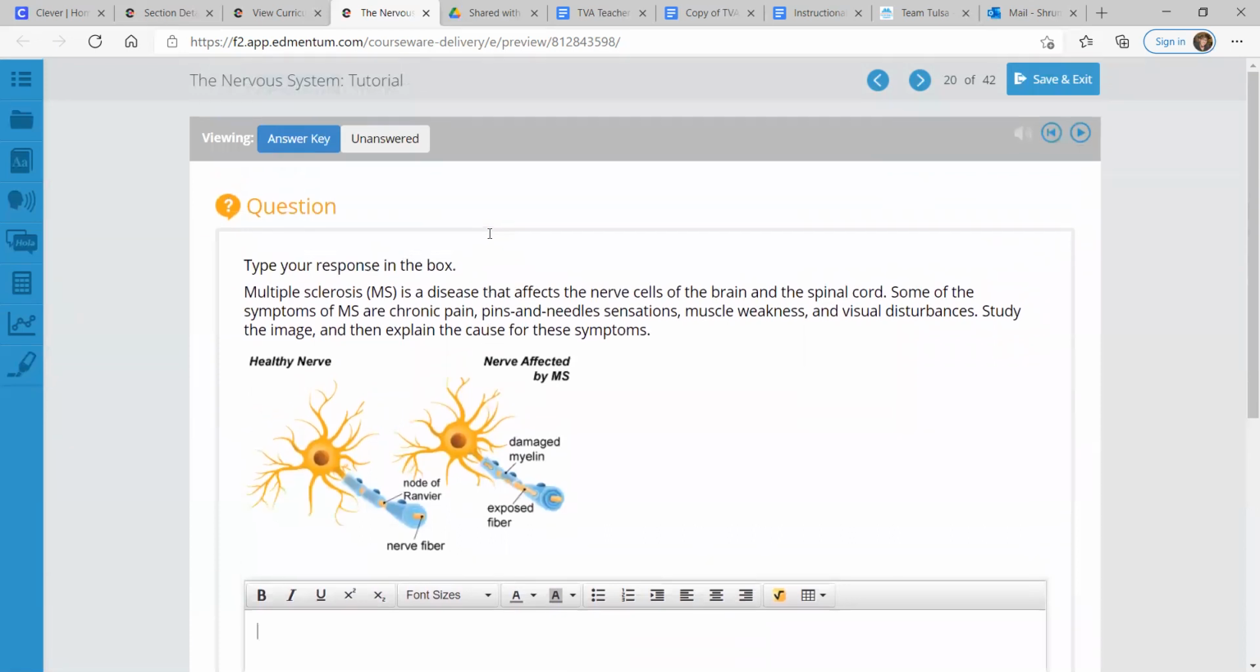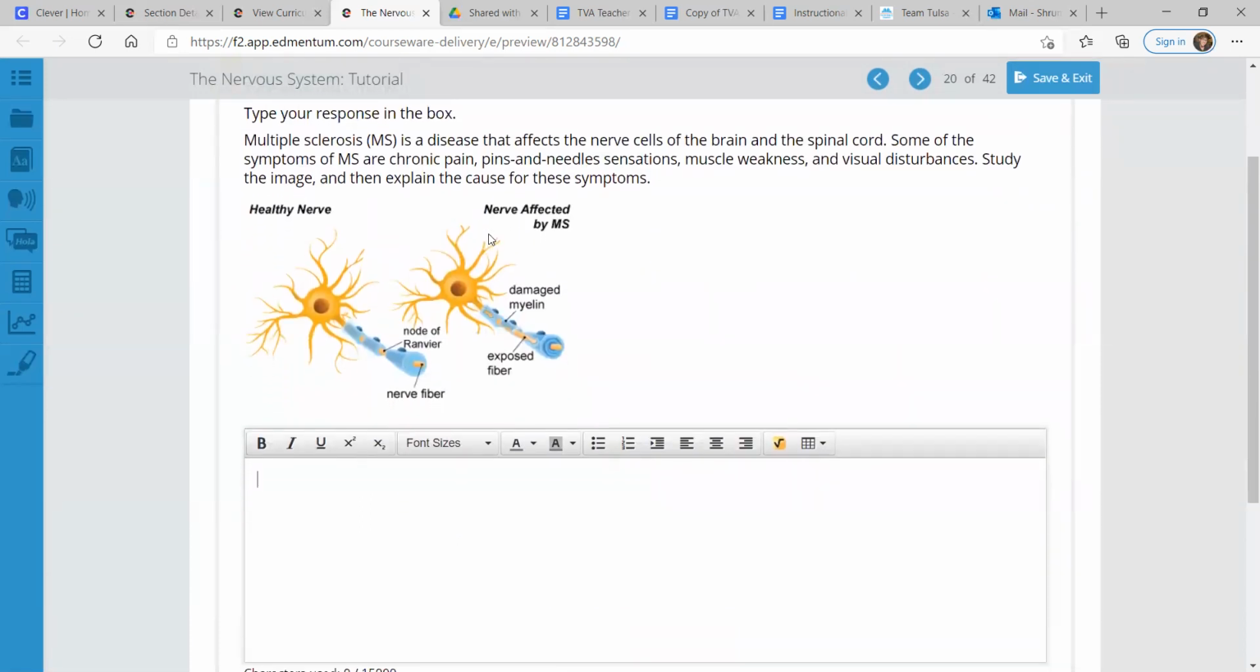So here we have a question. Multiple sclerosis, or MS, is a disease that affects the nerve cells of the brain and the spinal cord. Some of the symptoms of MS are chronic pain and pins and needles sensations, muscle weakness, and visual disturbances. Study the image and then explain the cause for these symptoms.